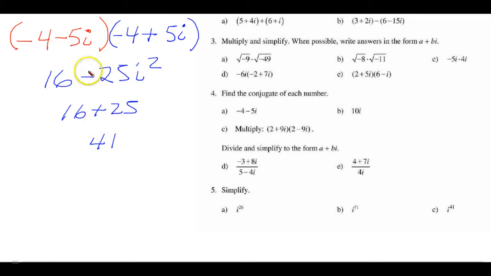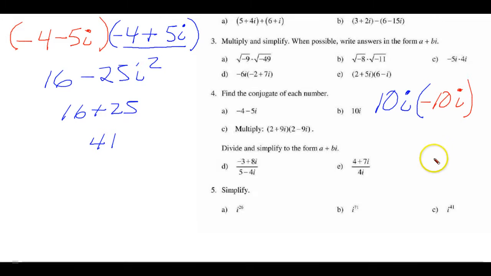Now they're not asking us to do that here. All they wanted here was what is the conjugate. And I guess we could just do this. It's 10i. What would the conjugate of that be? Well, it would be a negative 10i. Just opposite sign.